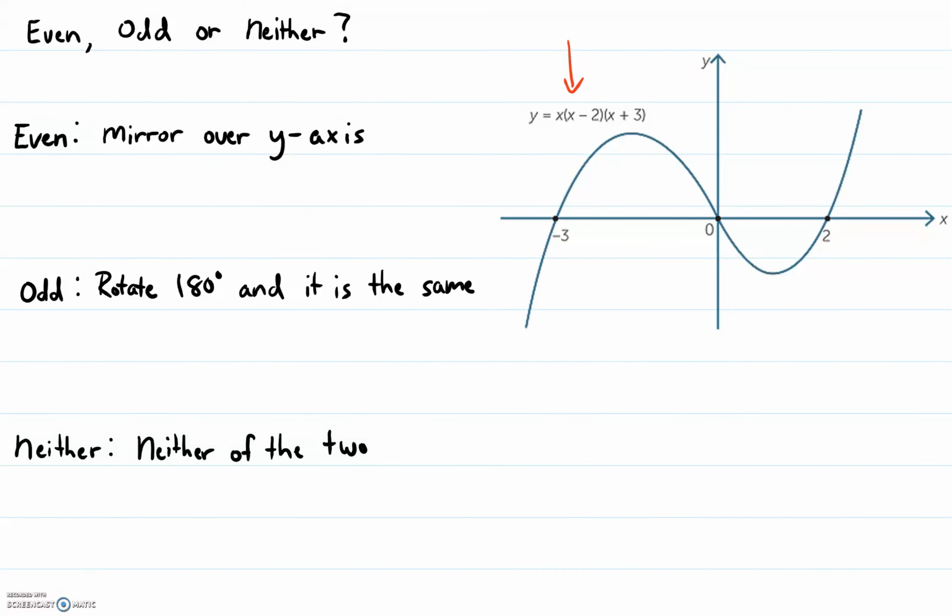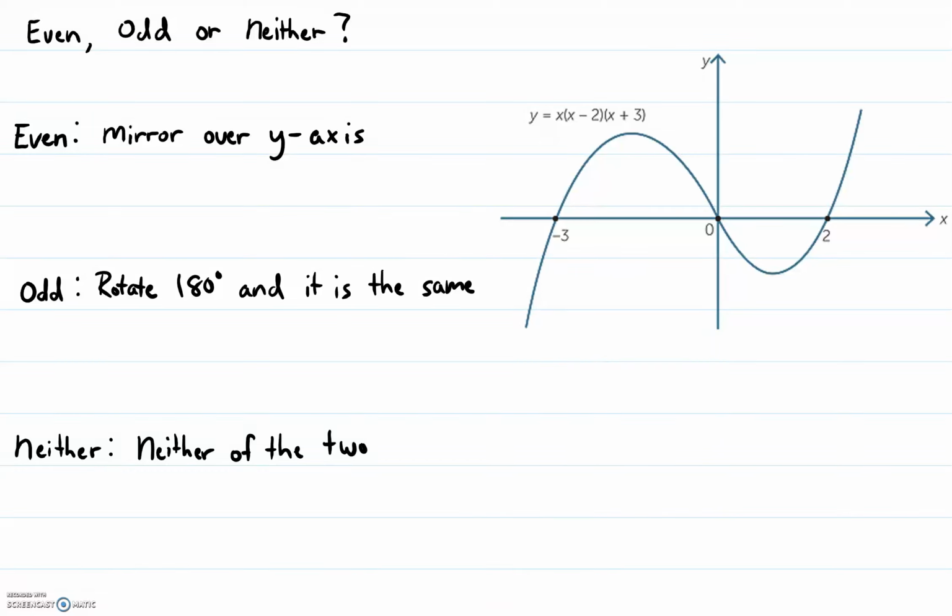We're just going to ignore that for the moment because, honestly, looking at the graph and figuring out whether it's even, odd, or neither is actually much faster than having to put negative x in the place of x and simplify it out. So you can just ignore that if you want to, because on a test or something that wouldn't be there. And we just want to look at the graph.